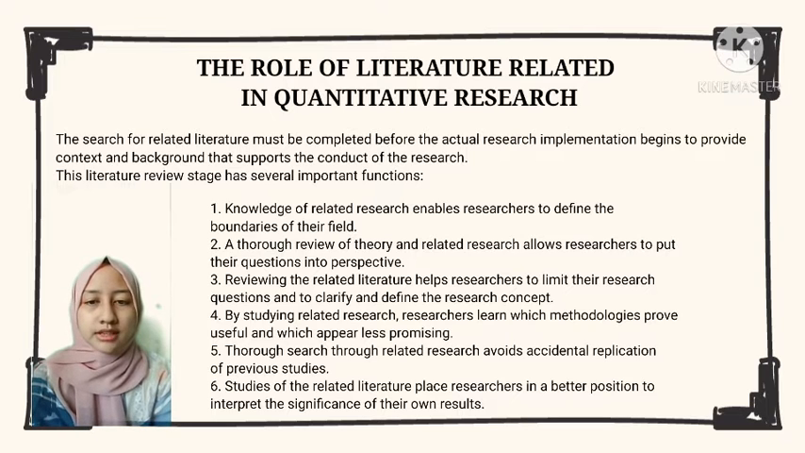Number 4, by studying related research, researchers learn which methodologies prove useful and which appear less promising. Number 5, thorough research through related research avoids accidental replication of previous studies. Number 6, studies of related literature place researchers in a better position to interpret the significance of their own results.